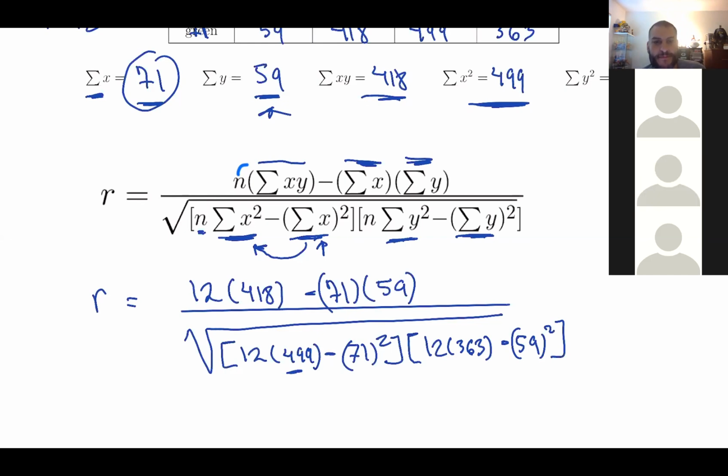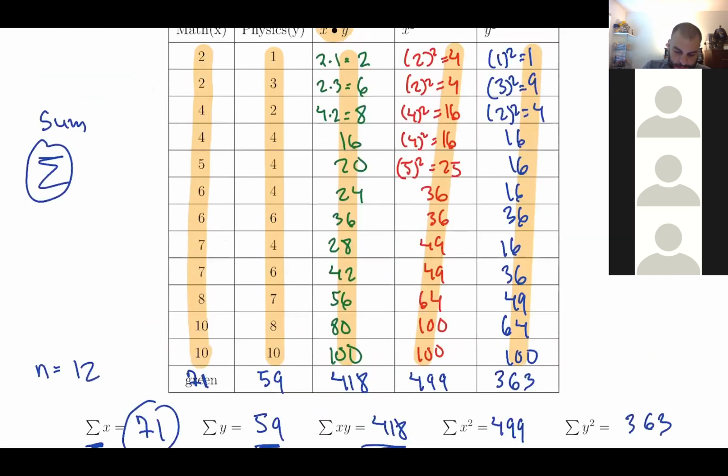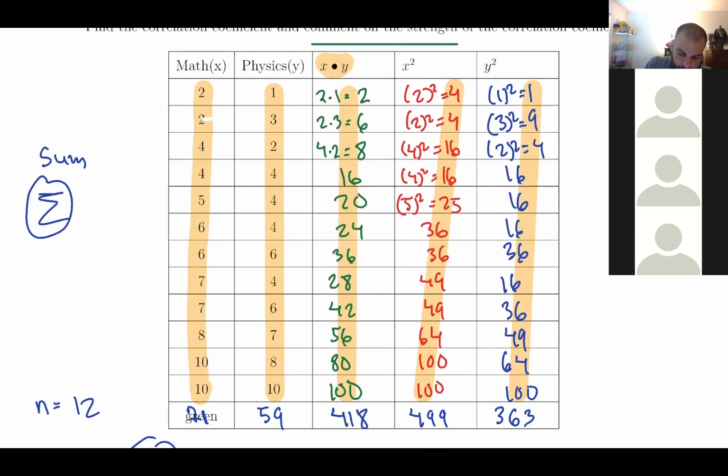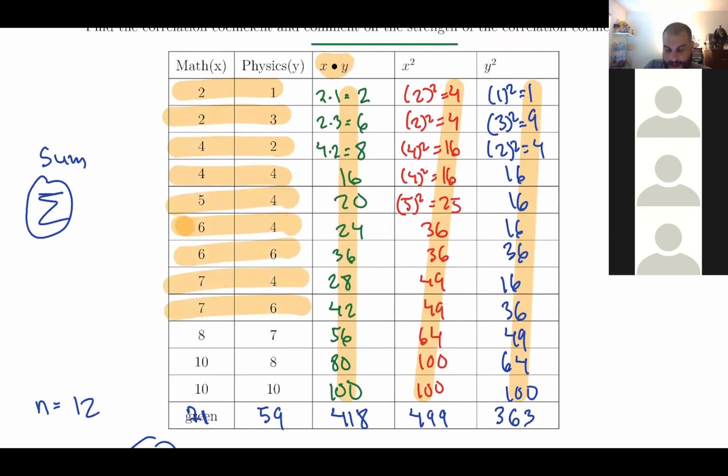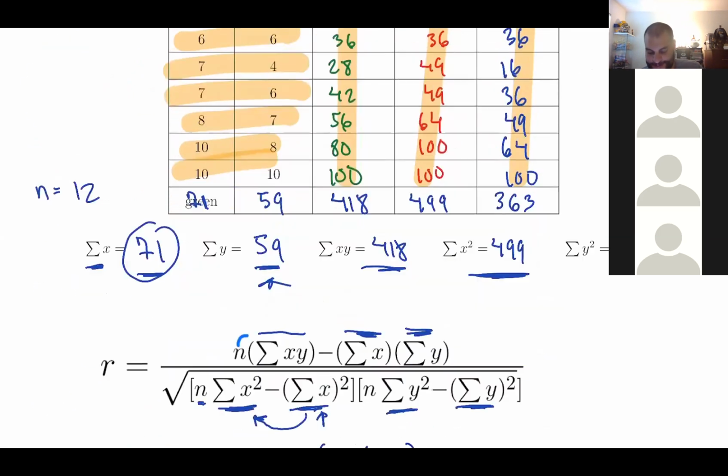Question, how do you get 12 again? I know it's from the n equals number, but where did you get 12 from? So 12, you get it from this. So you go 1, 2, 3, 4, 5, 6, 7, 8, 9, 10, 11, 12. So you have 12 points. Oh, okay, thank you. Yeah, no problem.